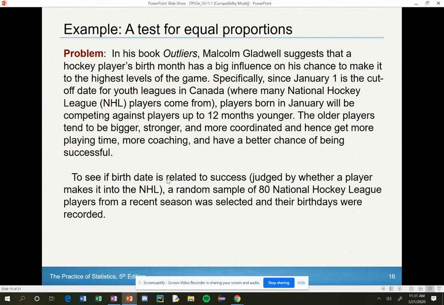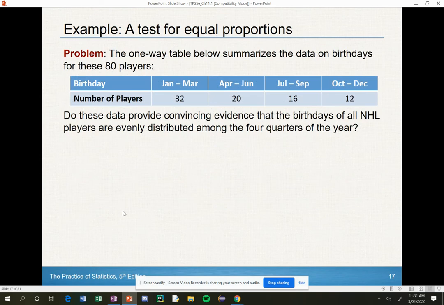To see the birth date in a related success, judged by whether a player makes it to the NHL, what did we do? We took a random sample of 80 NHL players and we recorded their birthdays. So what would that look like? Well, here we go. Here's our 80 players. These are not expected, these are observed counts. Out of our 80 people, we had 32 observed in the months of January through March. We had 20 in these months, we had 16, and then 12. Notice these numbers keep on getting smaller and smaller.